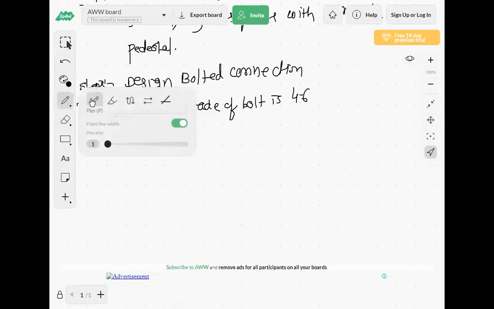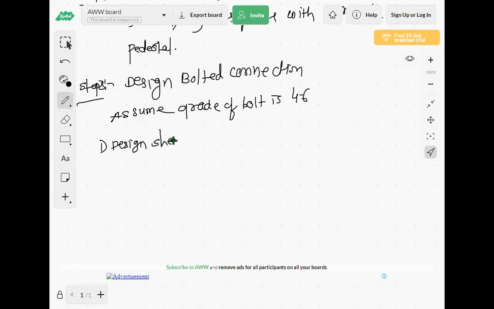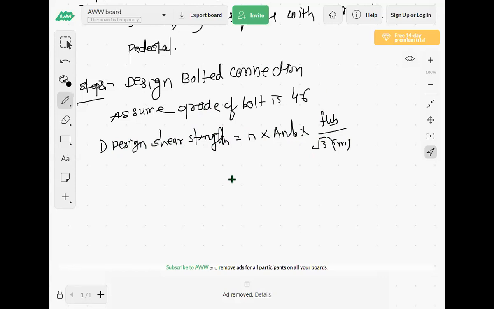Okay, and now this last step, design of bolted connection. For the design of bolted connection, we assume the grade of bolt. So we have assumed a 4.6 grade bolt. So now first calculate design shear strength. Design shear strength is equal to n into Anb into fub divided by root 3 gamma m1. So n is the number of shear planes. So here only one shear plane is there.